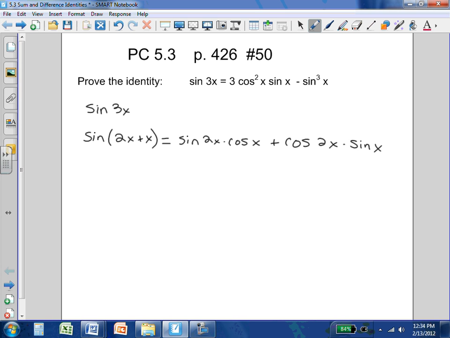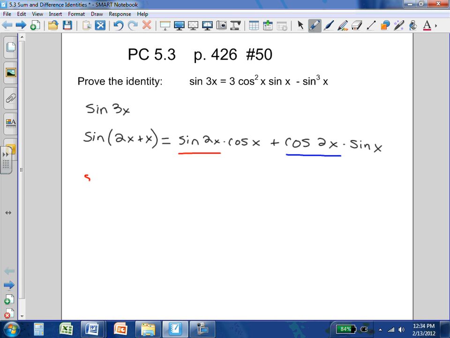Now what I don't like about that right now is that I've got a sine of 2x and I also have a cosine of 2x, and I don't see that anywhere in where I'm supposed to be headed. So I'm going to take those two pieces that are underlined and I'm going to break them down even further.